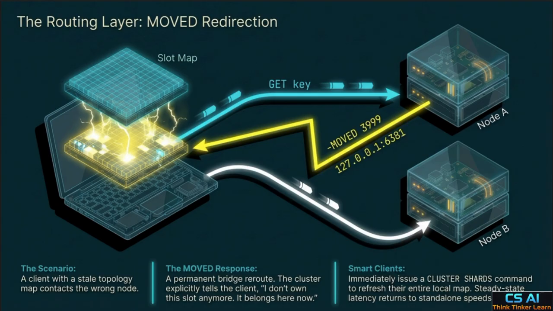How does the routing work? When a client with a stale topology map hits the wrong node, the cluster sends a MOVED redirection. This is a permanent reroute telling the client, I don't own this slot anymore, it belongs here. Smart clients then issue a cluster shards command to refresh their local map, and latency returns to sub-millisecond speed.